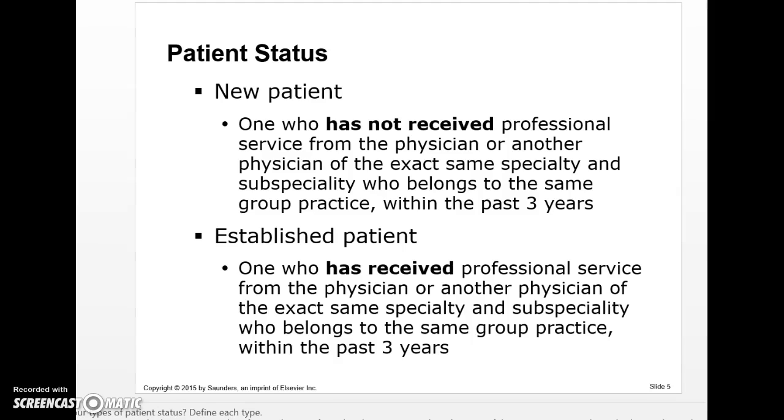So a new patient is one who has not received professional service from the physician or another physician of the exact same specialty and subspecialty who belongs to the same group of practice within the past 3 years. An established patient is one who has received professional service from the physician or another physician of the exact same specialty and subspecialty who belongs to the same group practice within the past 3 years.